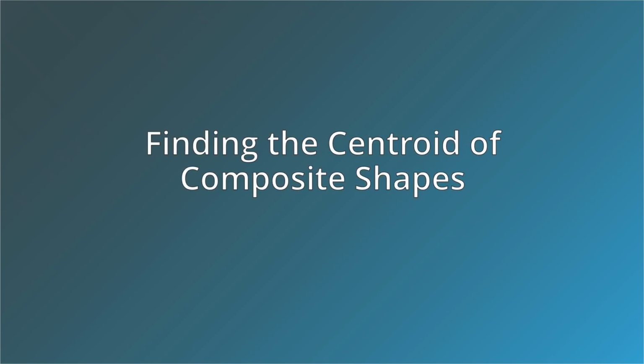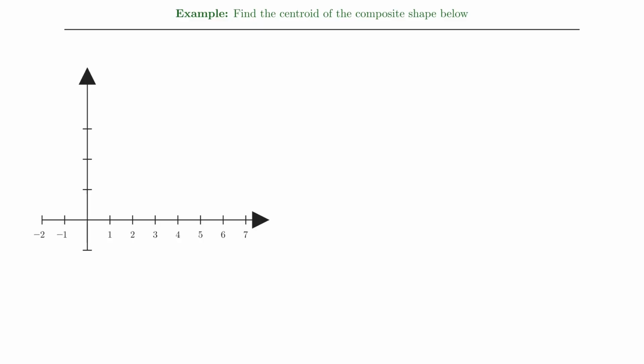In this video, we're going to be finding the centroid of a composite shape. So for this example, we're going to be looking at the composite shape below. First of all, we need to note the place of the shape on the coordinate axis. This is important as the centroid position is measured relative to these axes.